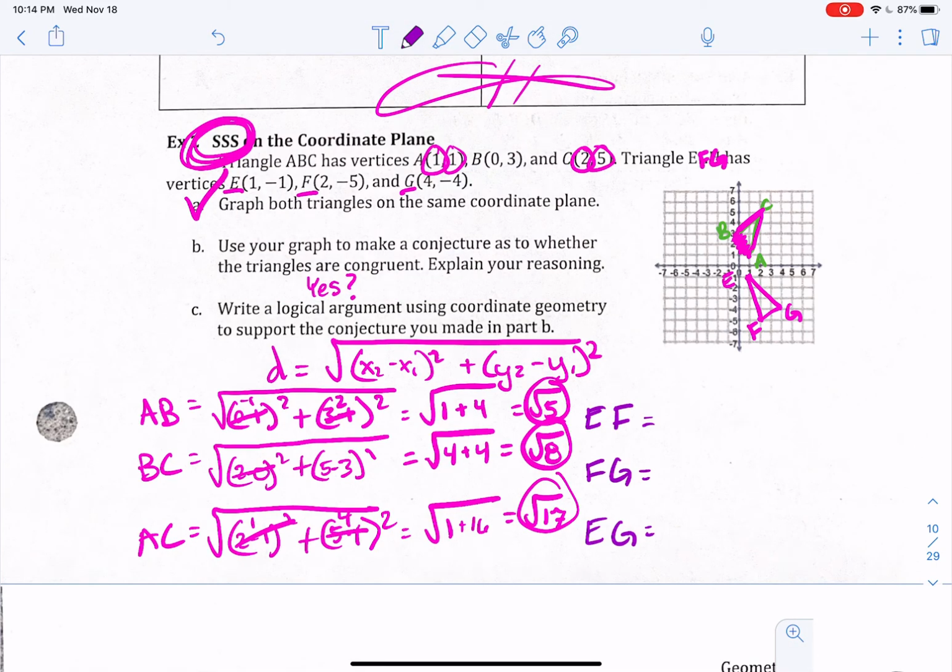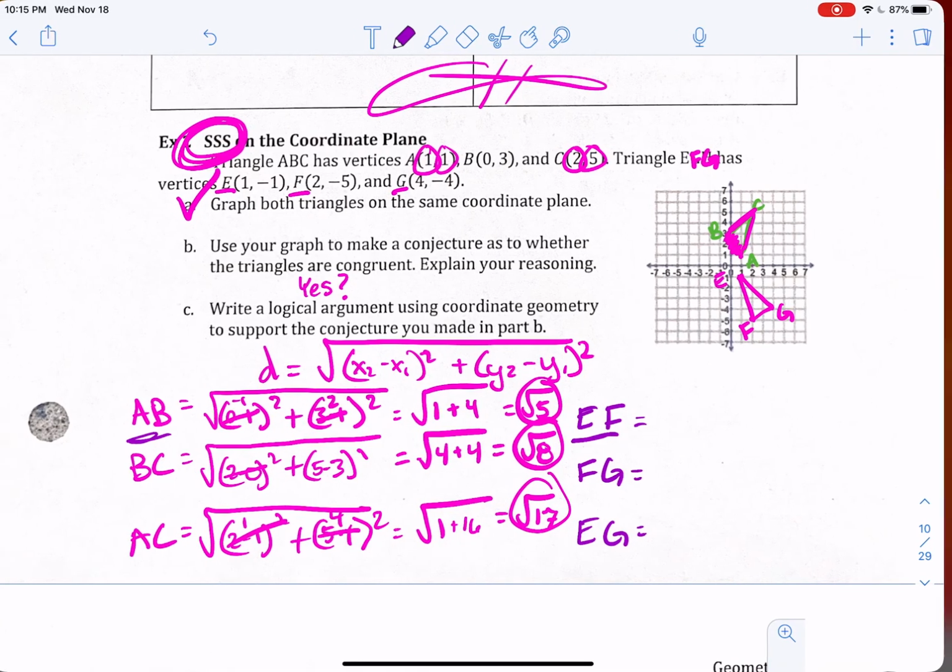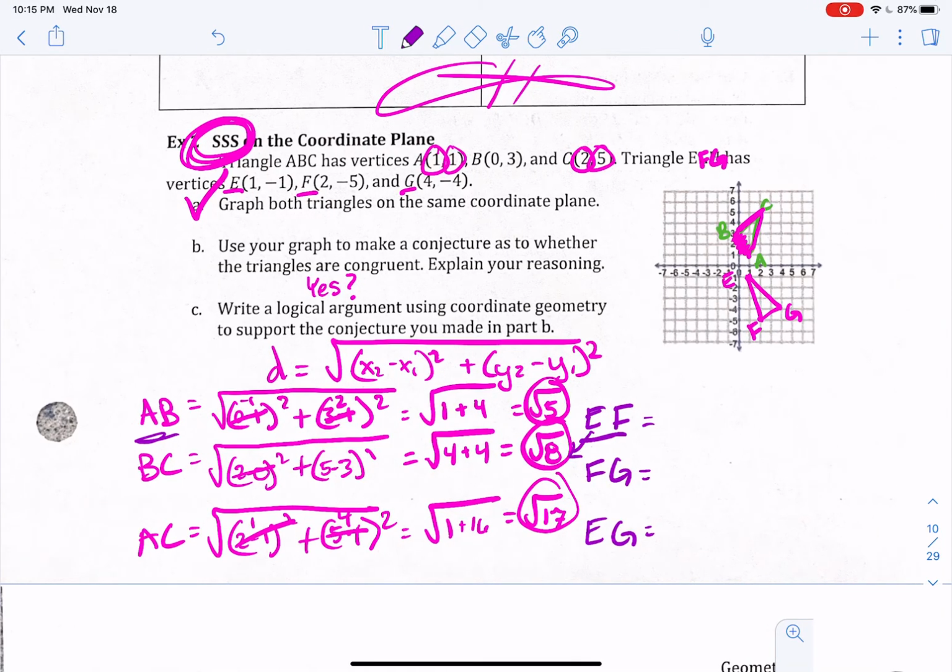Now, I don't necessarily know that EF corresponds to AB. So this may not end up as the square root of 5, because EF might not be the same length as AB. Maybe EF actually corresponds to the square root of 8. So we'll find out here.